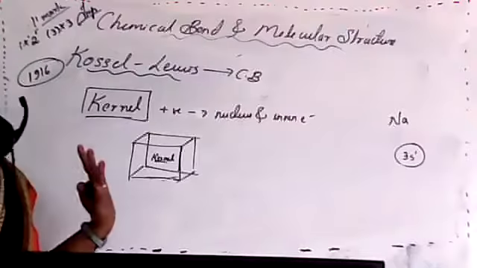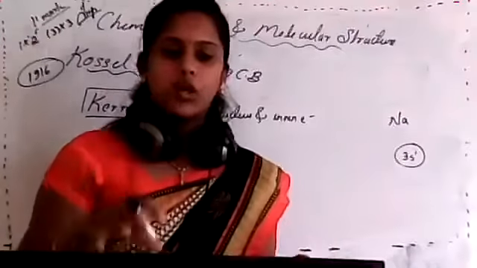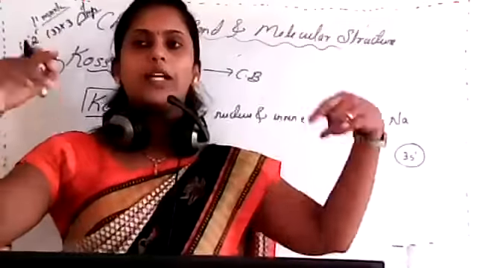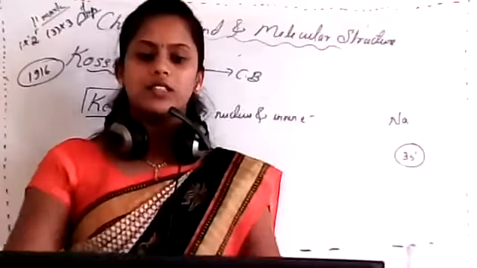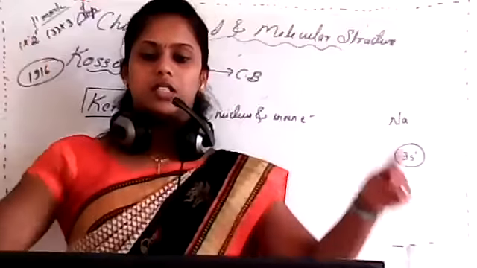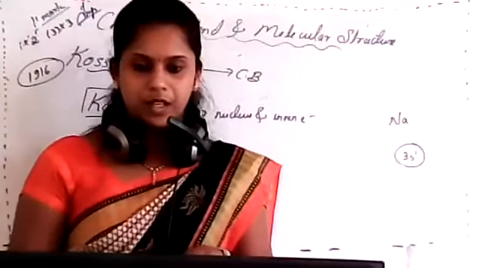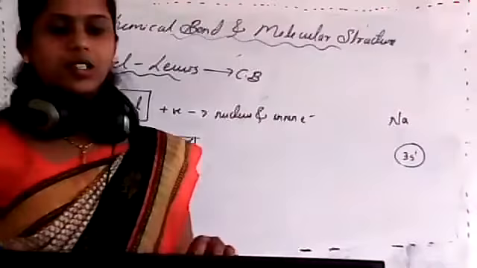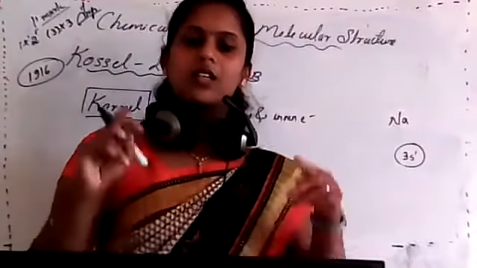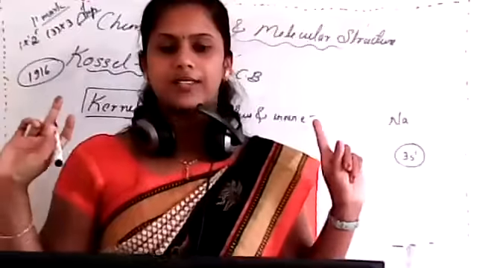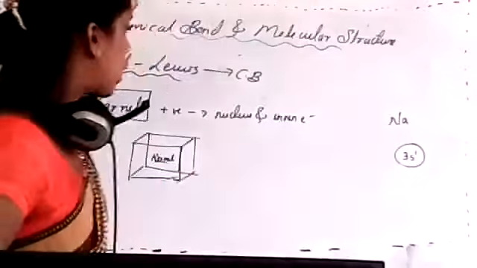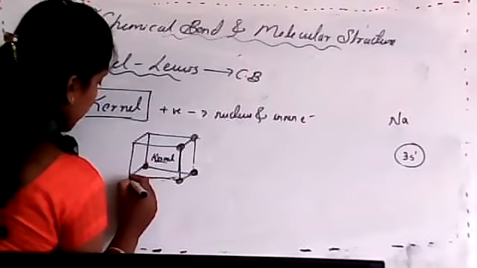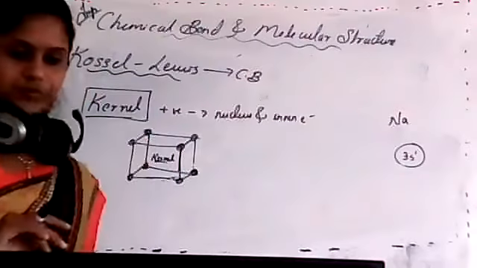Just imagine you are at the center of your room and just find the corners. How many corners were there, student? Just count. 8 corners, isn't it? Find it three-dimensionally. The upper portion has 4 corners and the lower portion has 4 corners. Total it is 8 corners: 1, 2, 3, 4, 5, 6, 7, 8.